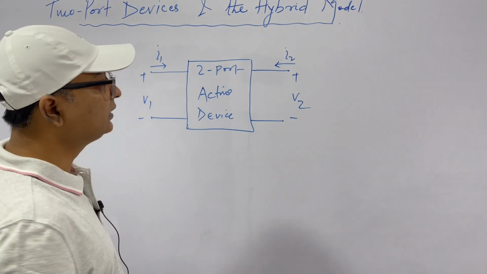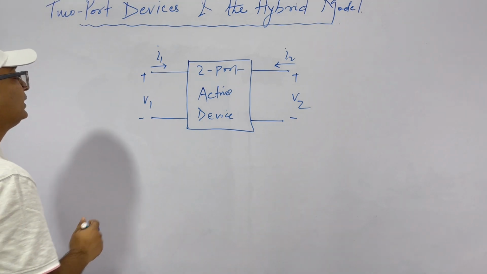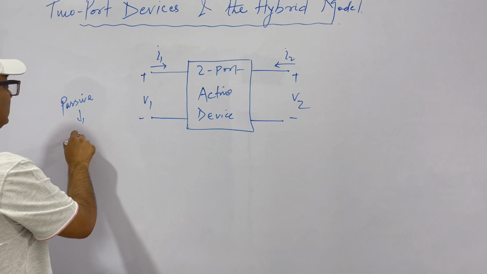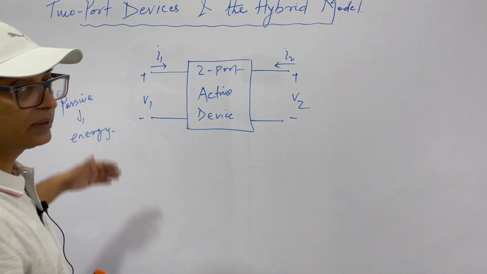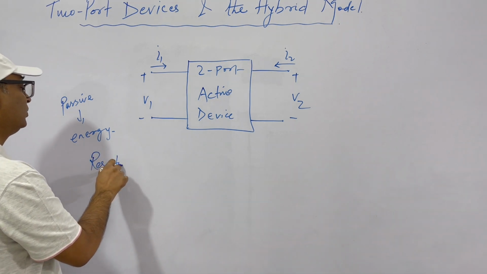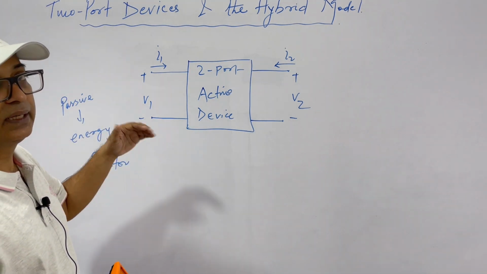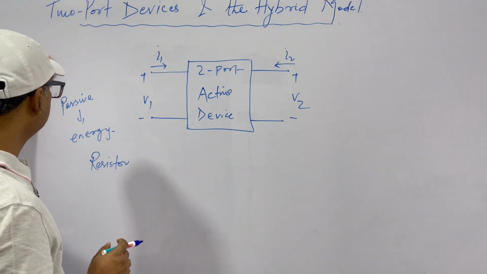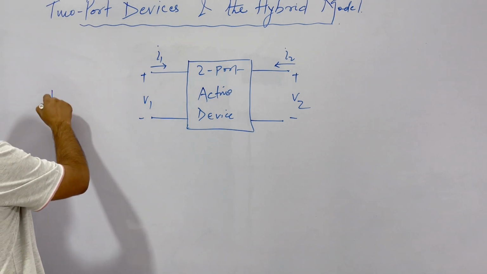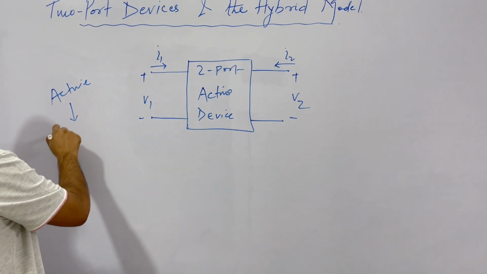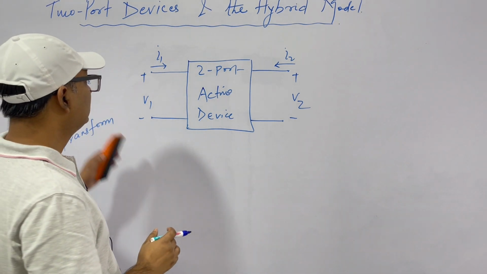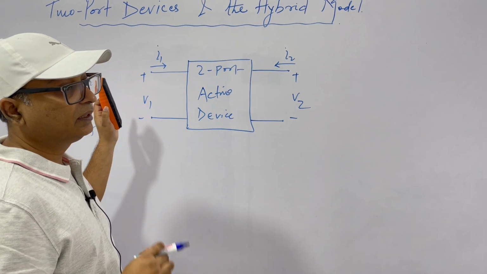What is an active device? What is the difference between an active and passive device? You must have studied. In passive devices, you supply energy. It takes energy and converts it into a certain form. That is a passive device. For example, your resistor. What does it do? It takes power, it takes current, it takes voltage across it. So that is a passive device. But active devices are those devices that actually transform energy. For example, transformer. It transforms energy into a different form.